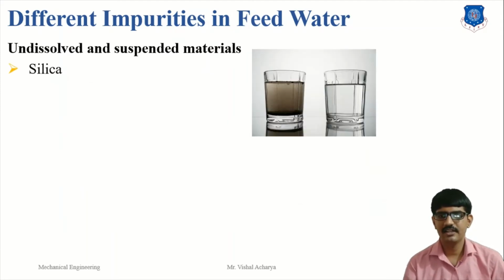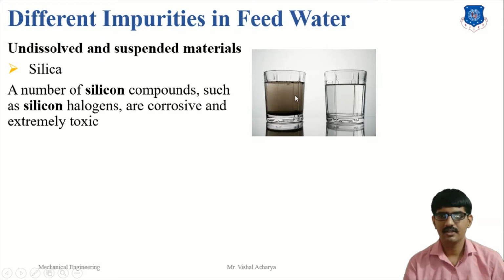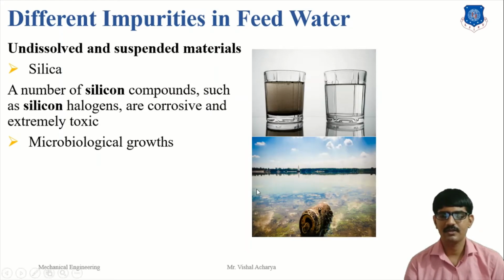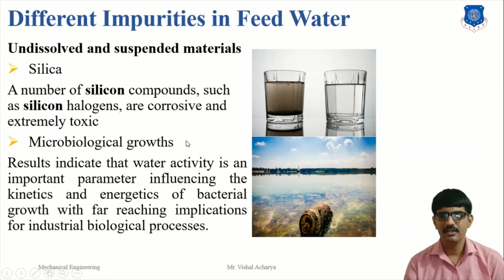Next is silica, as shown in the figure, present in the water. A number of silicon compounds such as silicon halides are corrosive and extremely toxic. The same applies to microbiological growth present in a river. The results indicate that water activity is an important parameter influencing the kinetics and energetics of bacterial growth, with far-reaching implications for industrial biological processes.